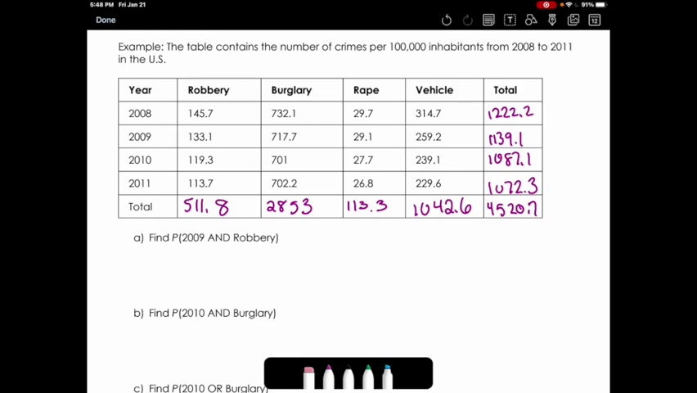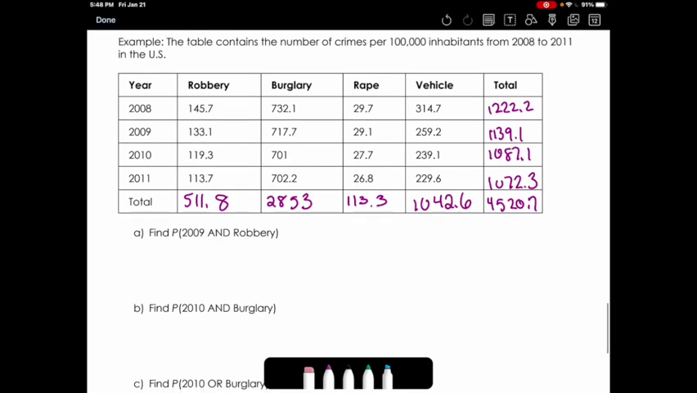In this last example, we have one more contingency table. The contingency table shows crimes based on the year, and this represents per 100,000 people. This is based on the year from 2008 to 2011. For part of the problem, we needed to fill out the totals. I did that ahead of time to save a little time, but feel free to check my values.